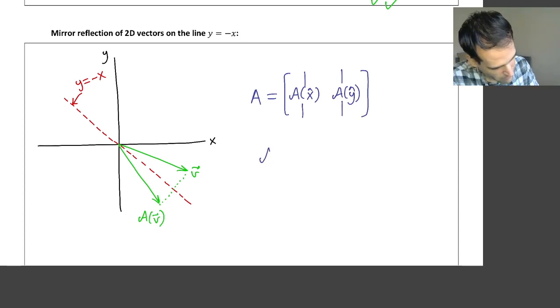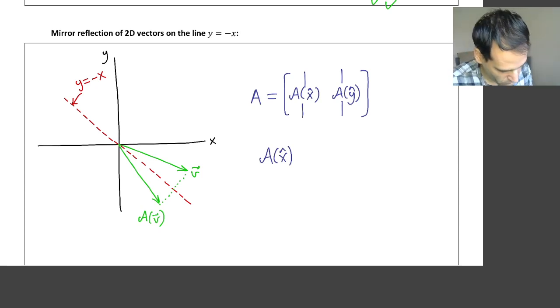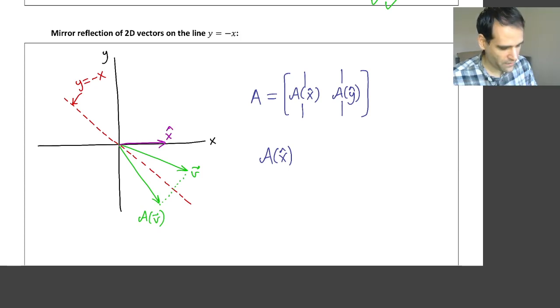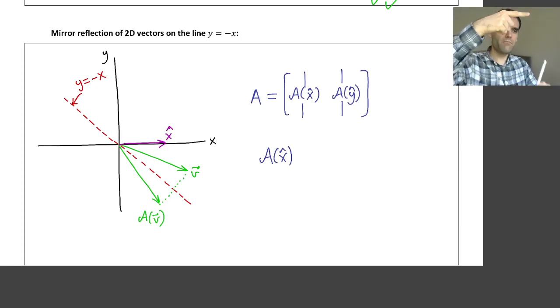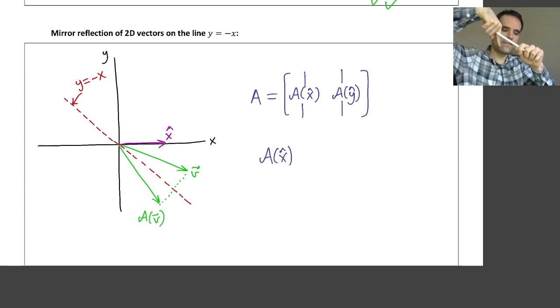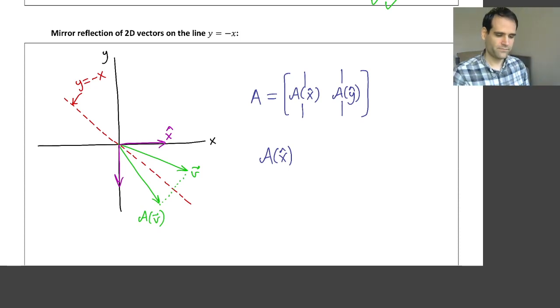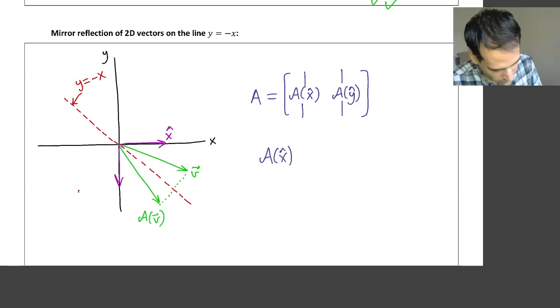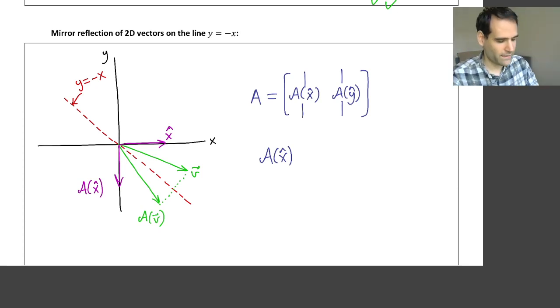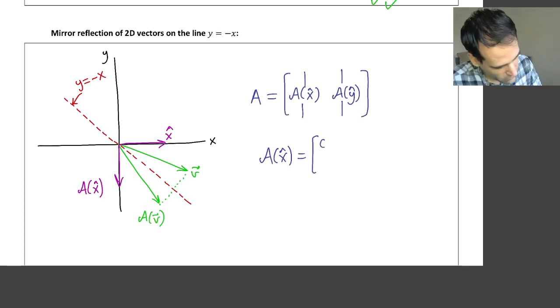What's the transformation applied to x hat? So imagine your x hat vector, which is here. And now we reflect it through this mirror, which is this diagonal here. So the reflection looks like this, right? So we will get this reflected vector here. So this reflected vector is the transformed version of x hat, which is minus y hat. So we can write 0, minus 1.